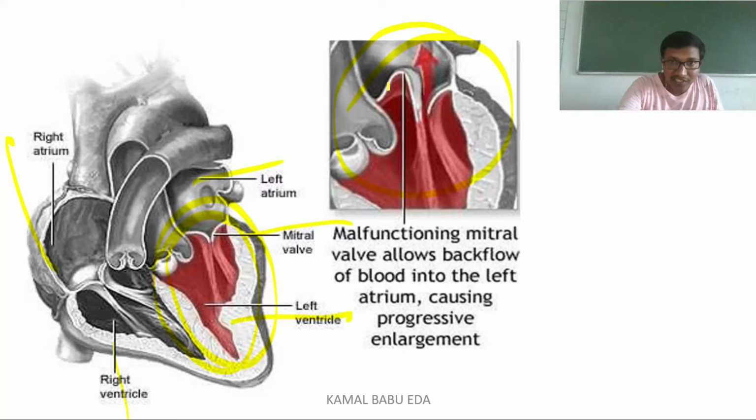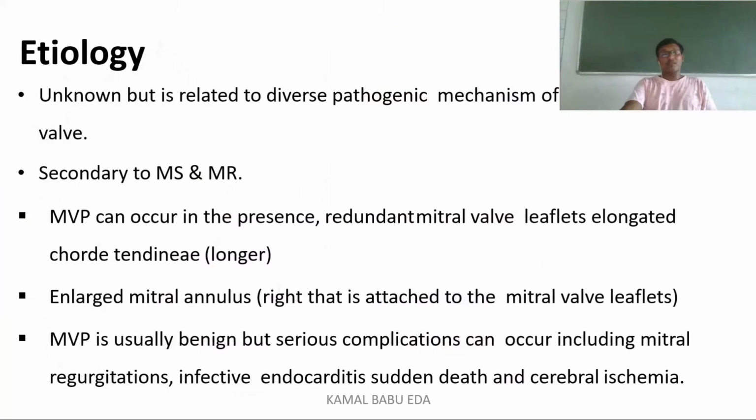Due to the structural abnormality, malfunctioning of the mitral valve allows the backflow of blood into the left atrium, which causes progressive enlargement of the left atrium. This is mitral valve regurgitation.